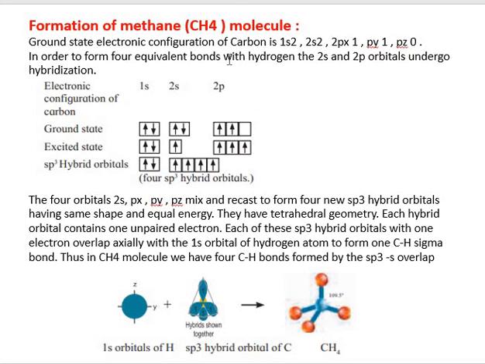The central atom of methane is carbon. That means carbon atomic orbitals are undergoing a hybridization process before bonding with 4 hydrogen atoms. So this is the electronic configuration of carbon, where in 2s 2 electrons are there and in 2p 1 electron will be there. What will happen?